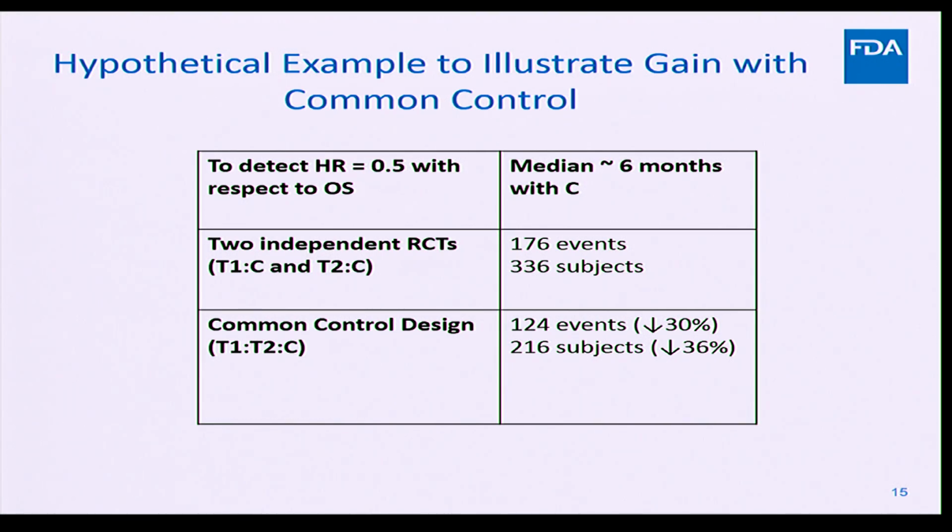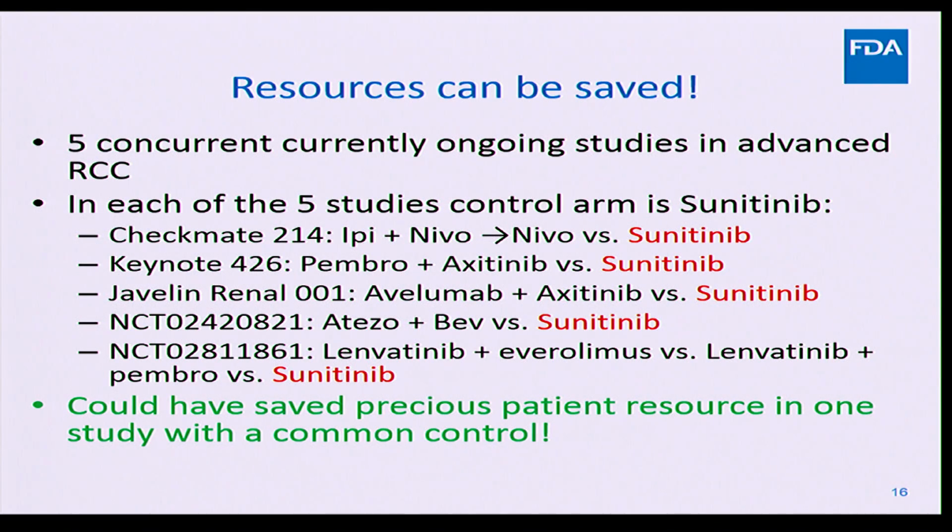So here is an example of how we can save resources and work more efficiently. Currently, there are 5 concurrent ongoing studies in advanced renal cell carcinoma. In each of these 5 studies, the control arm is sunitinib, and they're all asking the same question in the same population. They're all going to be read out around the same time. It's not that one is very much ahead and the other is coming later on. This is a good place where patients could have been saved. You're doing 5 times the control. This could have been set up with a common control.